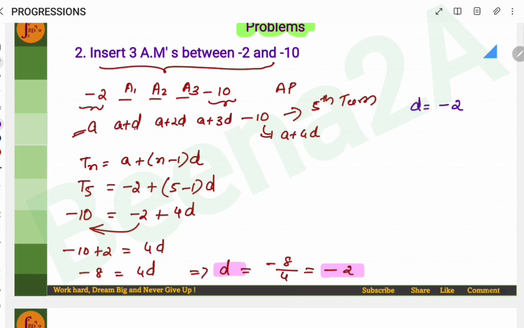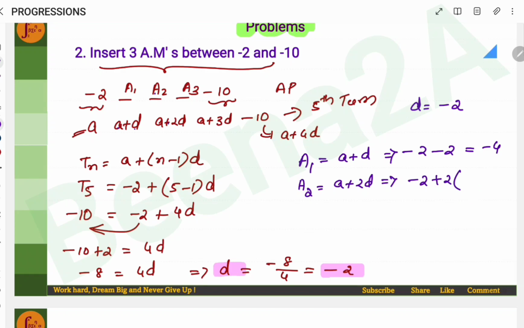And instead of A, I'll put -2. So A1 is equal to nothing but A plus D, which is -2 minus 2, which is -4. A2 will be A plus 2D. This one, A2 is A plus 2D, which is equal to -2 plus 2 into D, which is -2. So I'll get -2 minus 4, which is -6.